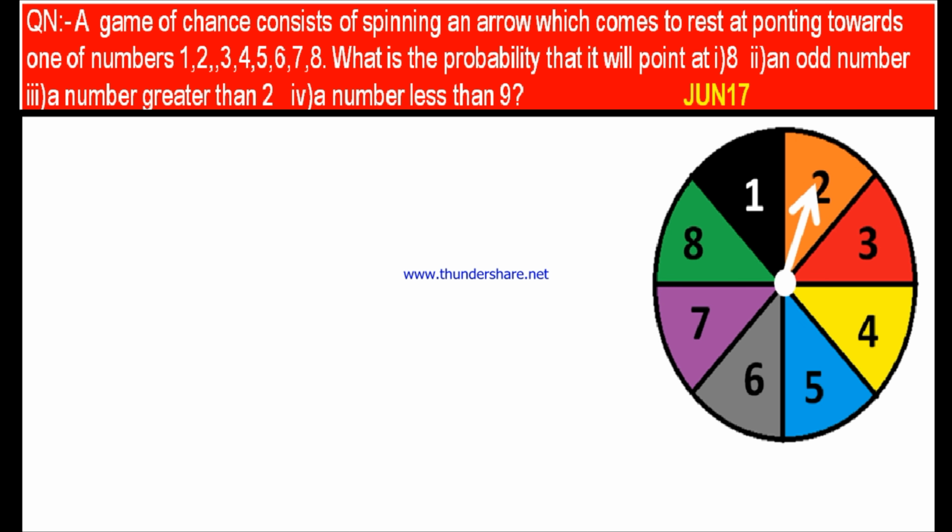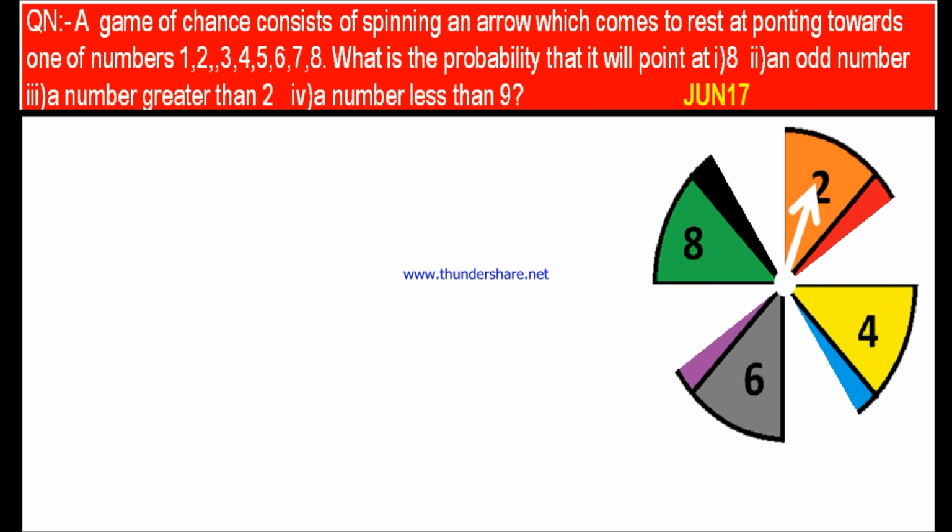You see, here is the spinning arrow, and this spinning arrow spins around the numbers 1 to 8, and it may stop at any of the numbers. For instance, here it stopped at 2, and in some other case it may stop at some other number, like this. Now here, what we have to find is the probability that it will point at 8, an odd number, a number greater than 2 and a number less than 9. Here is the solution.